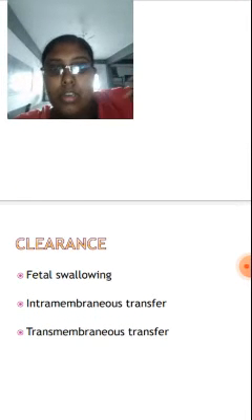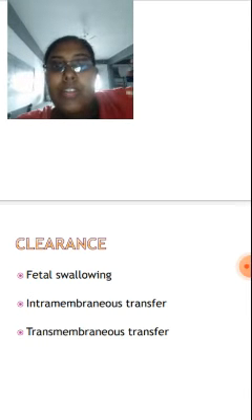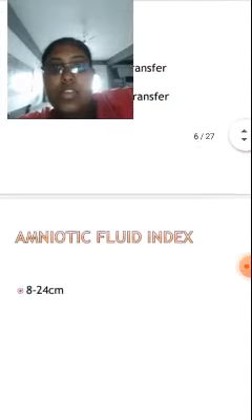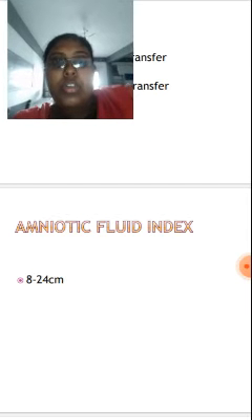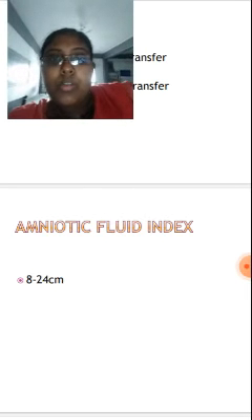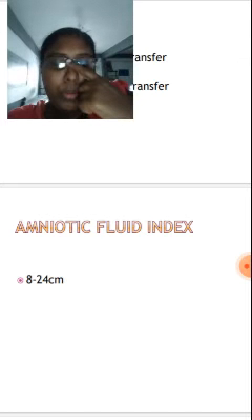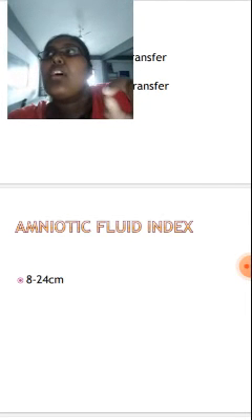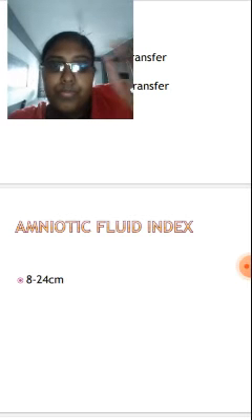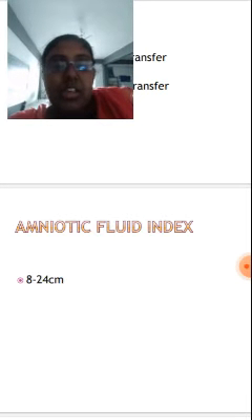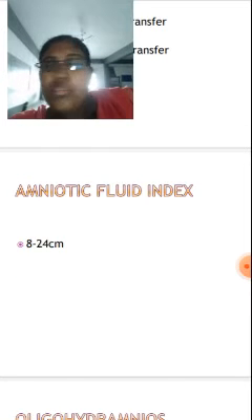The amount of amniotic fluid is controlled by fetal swallowing, intramembranous transfer, and transmembranous transfer. Next is the amniotic fluid index. The mother's abdomen is divided into 4 quadrants, and from each quadrant you count the centimeters of fluid pocket. That is how you assess the amniotic fluid. About 8 to 24 centimeters is the normal amniotic fluid.